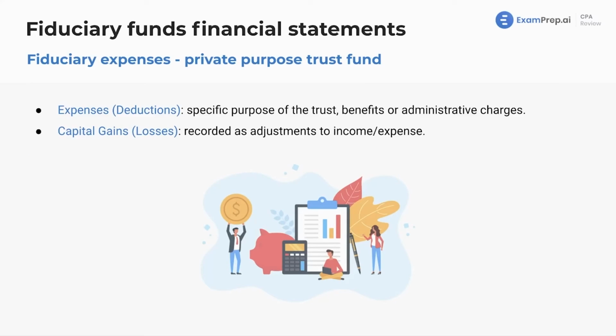Fiduciary expenses in the private purpose trust fund, again, really just any deductions from what you've got, right? In that private purpose trust fund, any deductions from the main goal it has.